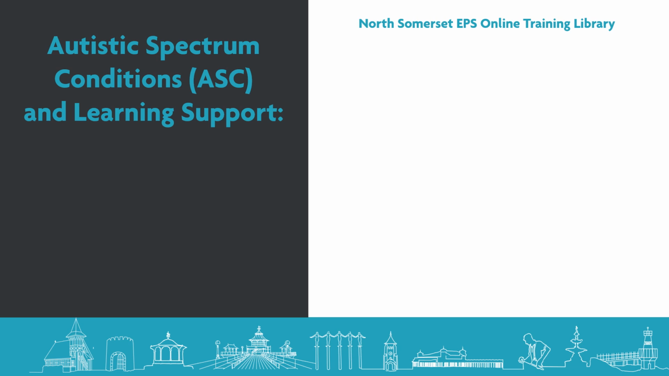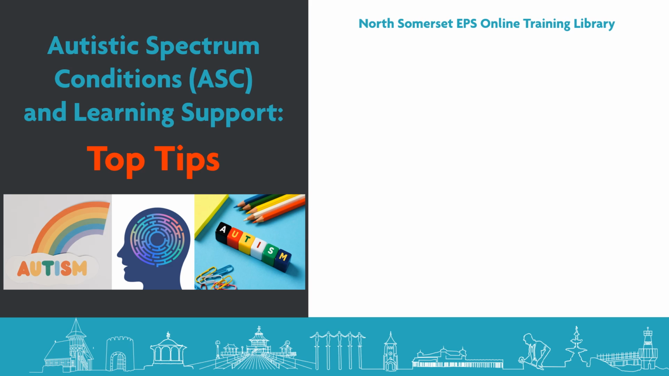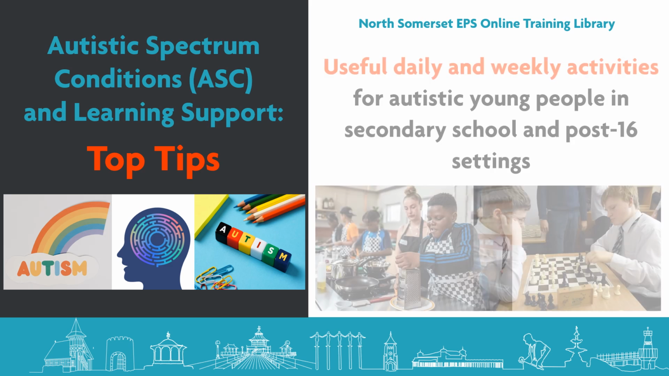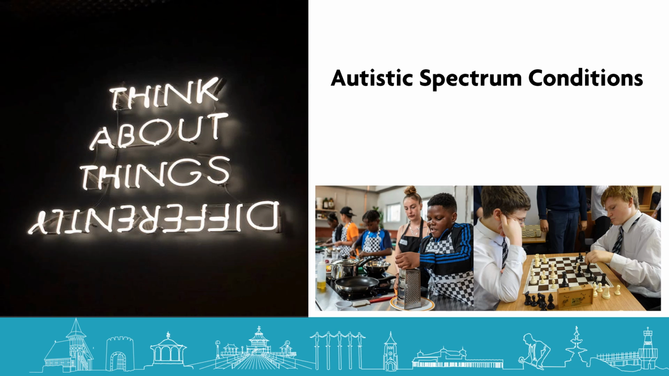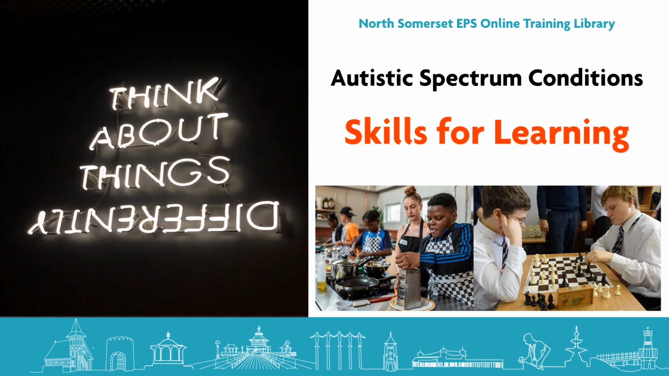Today we're going to look at some practical top tips for learning support, and in particular we're going to focus on specific activities we can use in secondary schools and post-16 settings to help autistic students develop skills that will help them to learn. Rather than talking about how to do long multiplication or how to write up a science experiment, we're looking at the underlying skills which help students develop specific academic skills. We might call these underlying skills skills for learning.